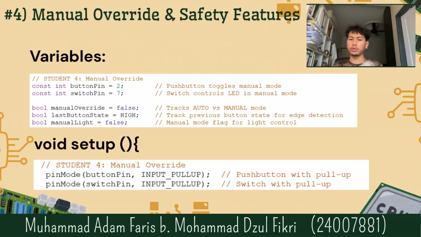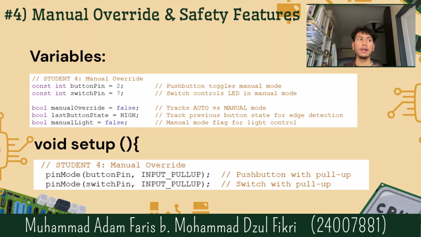Okay, now let's go through to the fourth part of the coding, which is manual override and safety features. In the code, several variables are declared. Button pin and switch pin define the hardware inputs for the push button and slide switch. Manual override and manual light are boolean flags that track whether the system is in auto or manual mode. Last button state stores the previous button reading so the code can detect a press event. Error flags like time error, light error, and humidity error check accessibility, and system error will combine them.